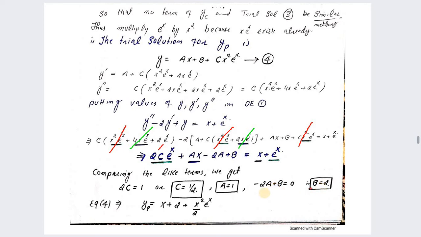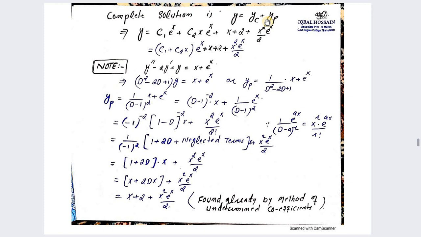Now putting the values of a, b, c in the trial solution, this is the trial solution, so this is the required particular integral, and the complete solution is y is equal to yc plus yp. Putting the values, these two terms are on account of yc, and the last three terms on account of yp, so this is the complete solution. Now we will determine the value of yp by another method. So let's see, this is the differential equation.